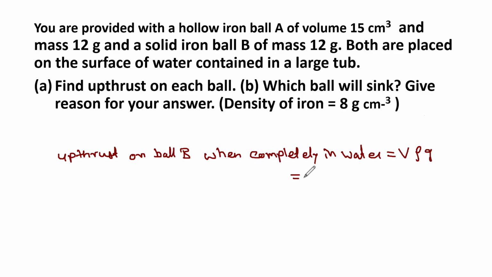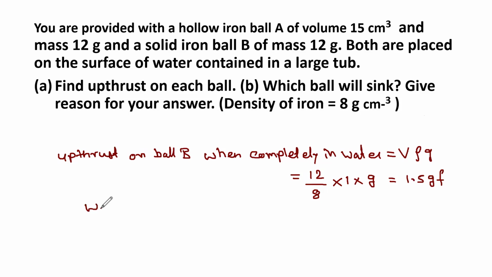Volume inside into density of liquid into g. Here the volume is not given, but they have given mass and density, so we can write volume as mass by density. Mass is 12 gram divided by density, which is 8 gram per centimeter cube, so the volume is 12 by 8. Density of water is 1, into g. When you solve this, 12 by 8 will be 1.5 gram force. This is the upthrust acting.